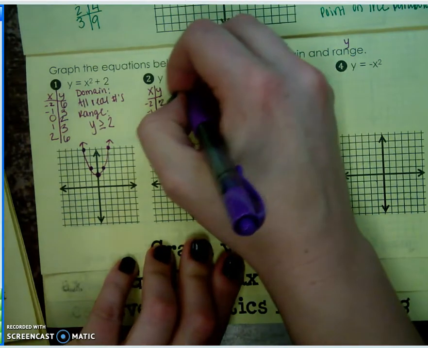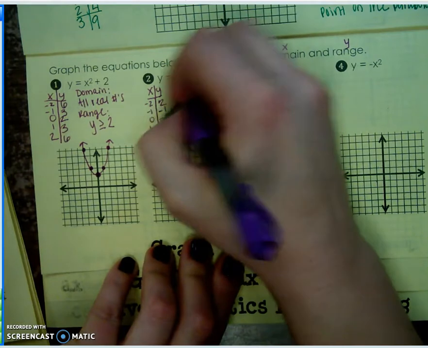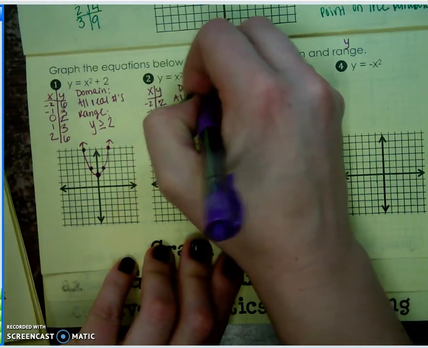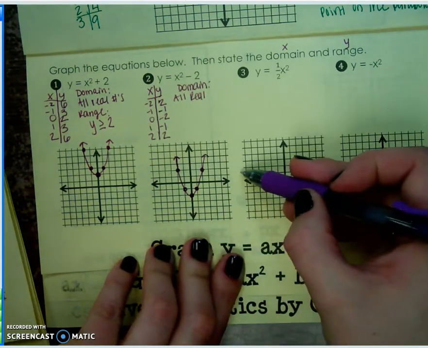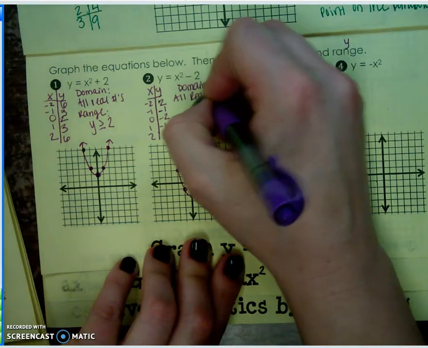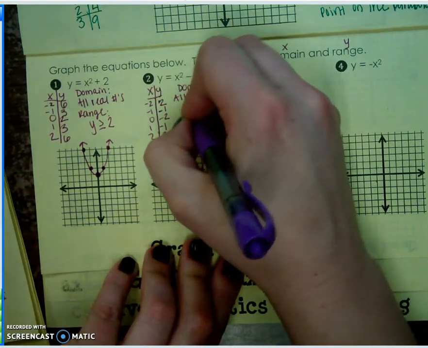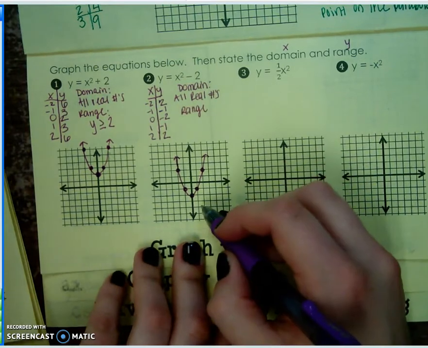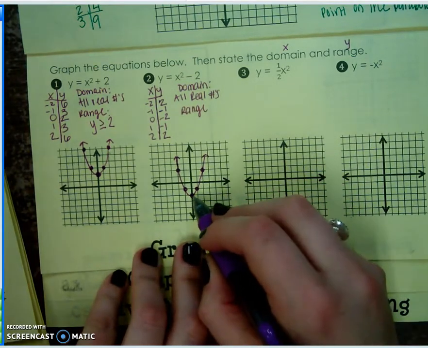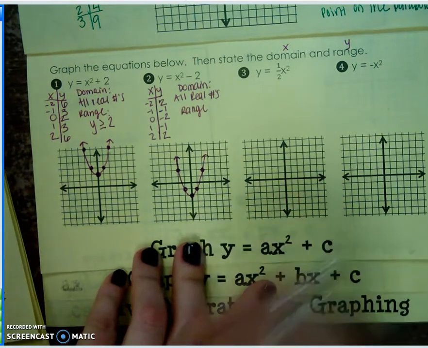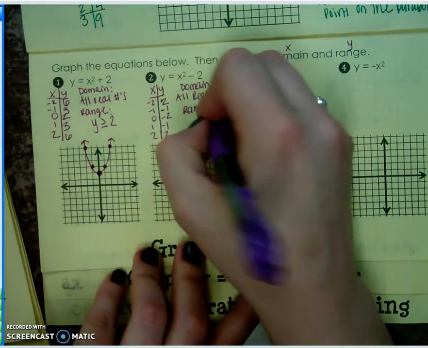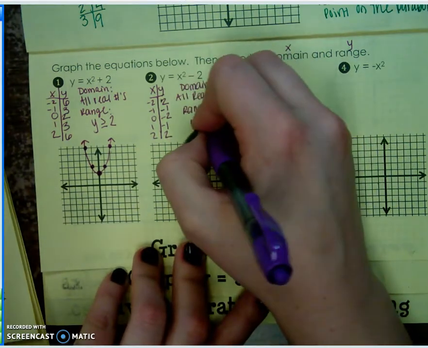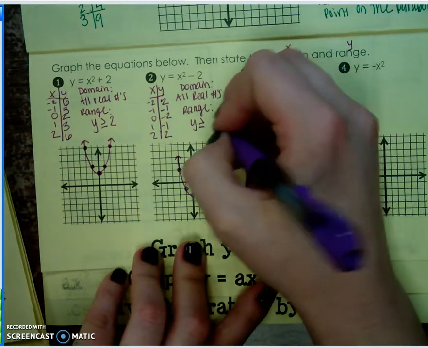Okay, again, our domain is all real numbers. That's our x values. It really could be any x values. And our range is not falling below the vertex. So it cannot go below negative 2. So our range y has to be greater than negative 2.